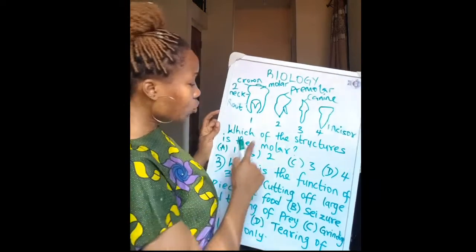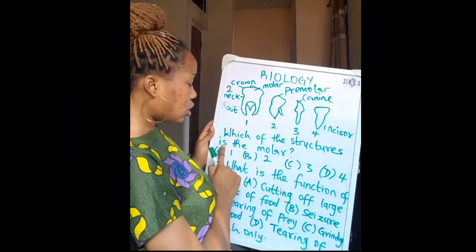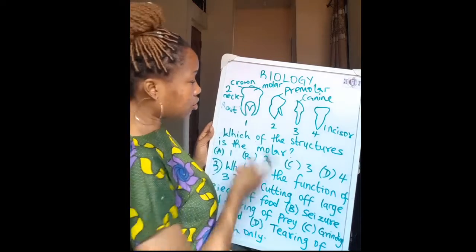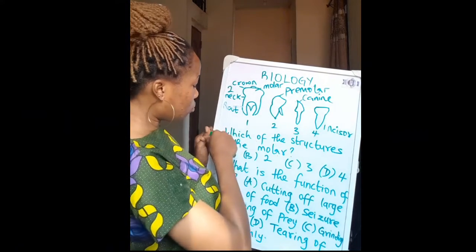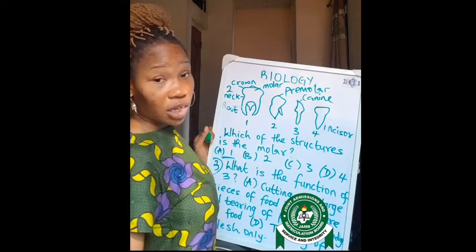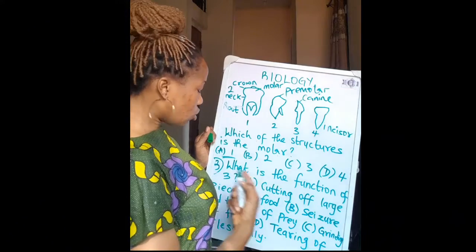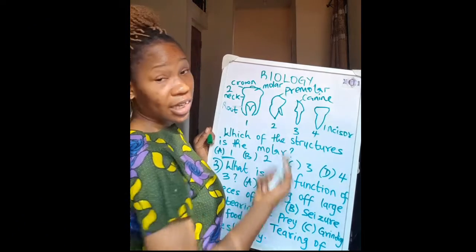It says, which of the structures is the molar? I've given you the answer automatically. This is the molar. That's number 1, A. The next question says, what is the function of 3? Where is 3? The canine.